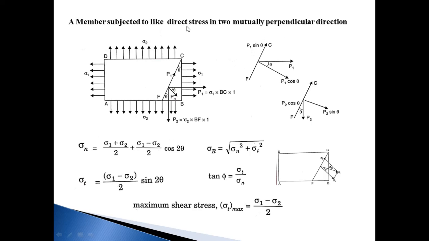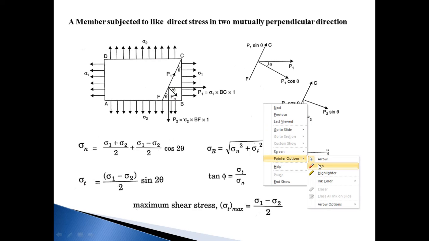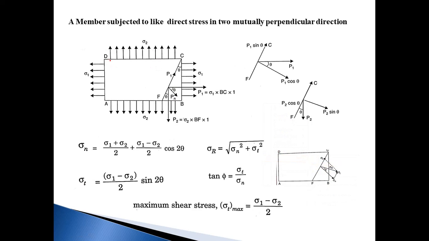Basically, direct stresses means both stresses are in the same direction or the same in nature. Two mutually perpendicular means the two forces are perpendicular to each other. So first, let us sketch this statement. This is the member ABCD.